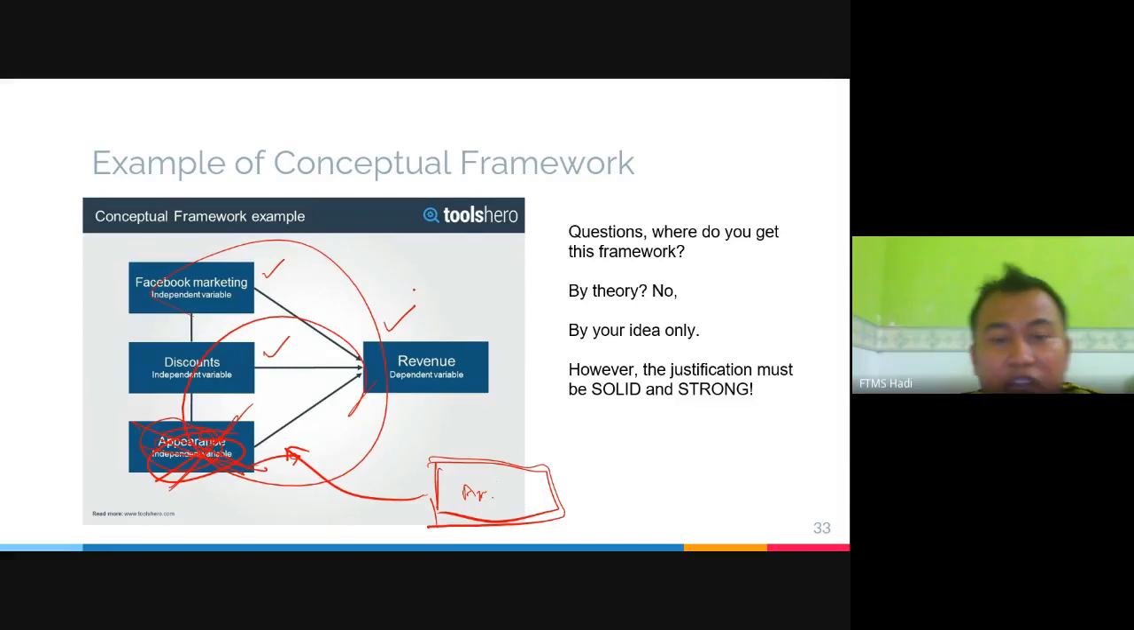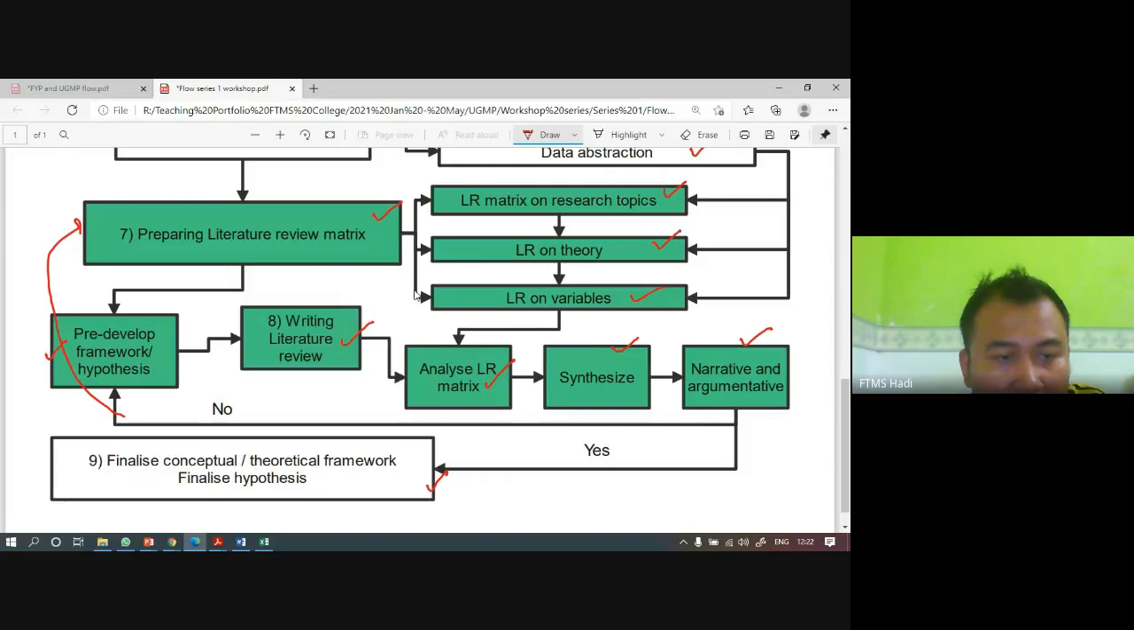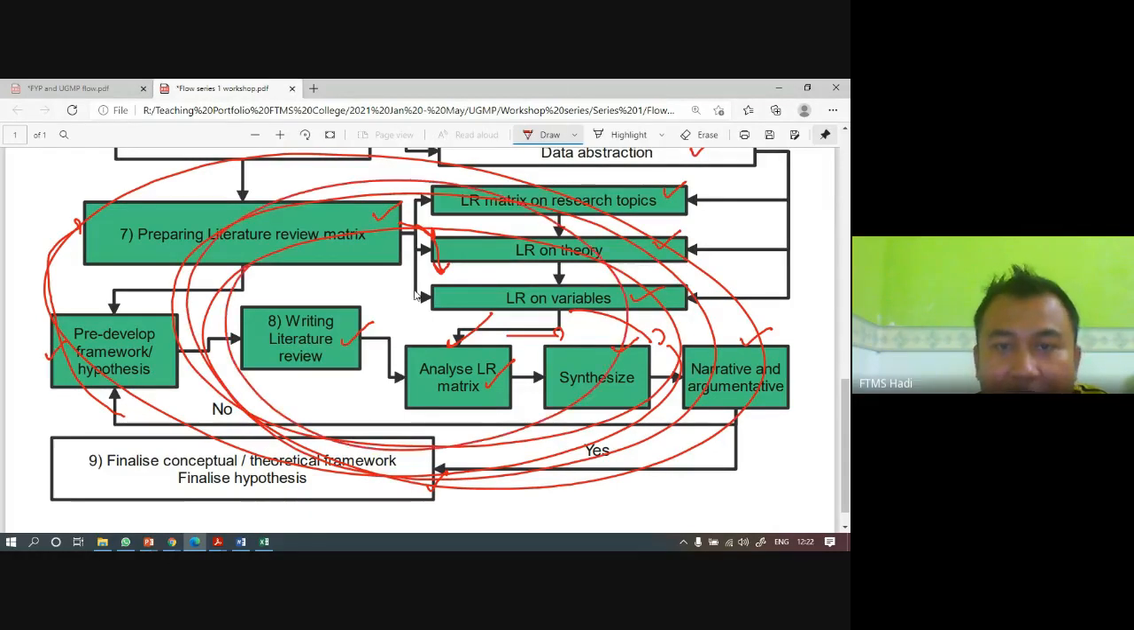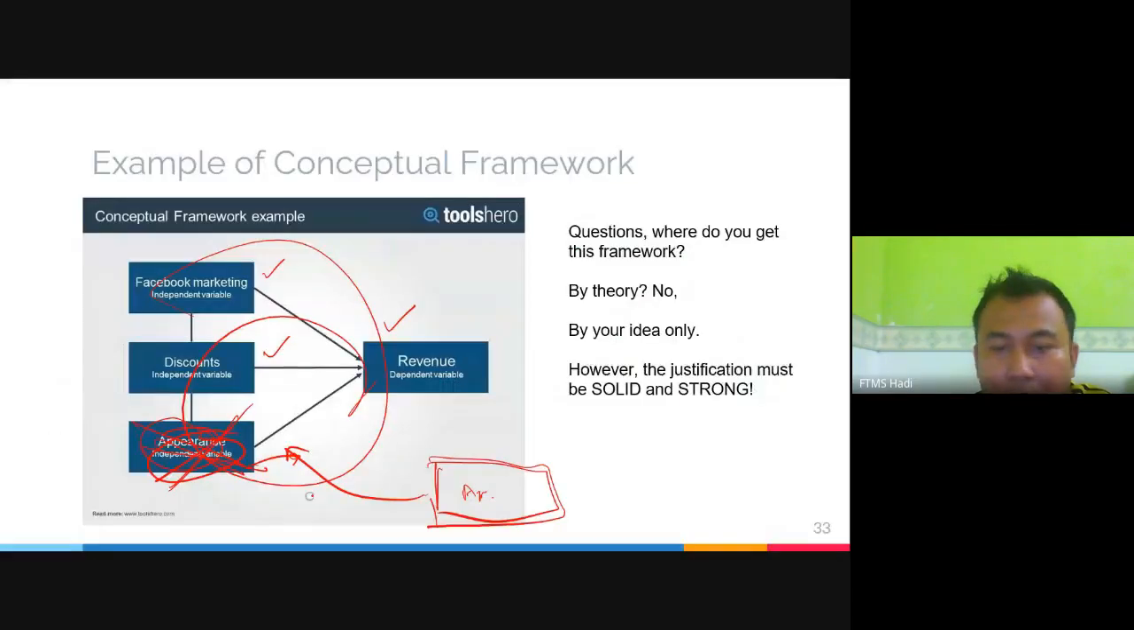So that's why when you change a little bit, you go and do a review, I mean the literature review on just the variables only. Analyze the matrix, do synthesis, do narrative, and so on. The process is cyclical here. So this is how you do it. The literature matrix just keeps cycling around here, until you get the conceptual framework that you want.